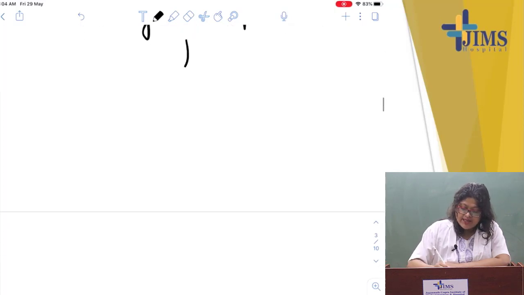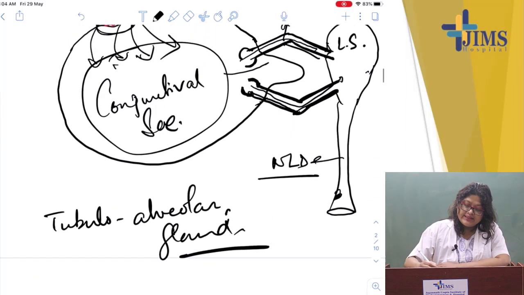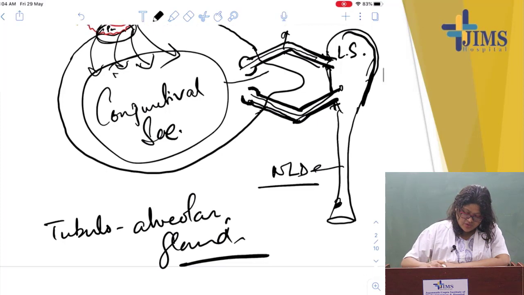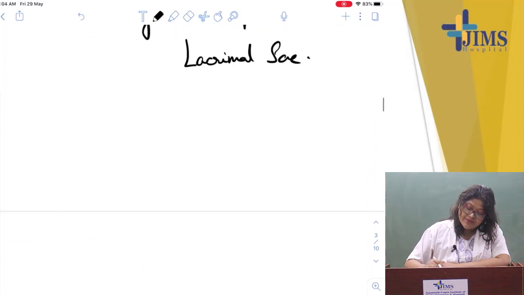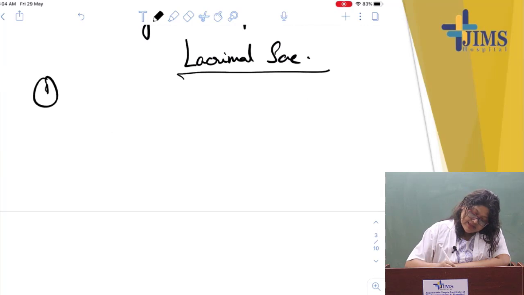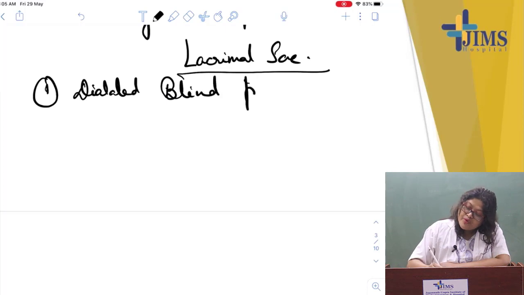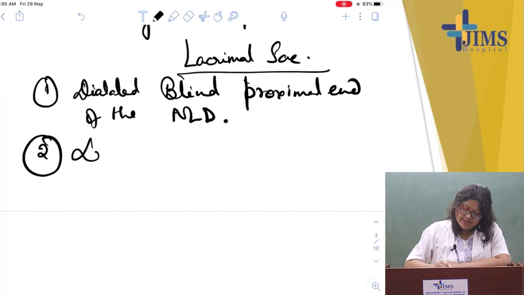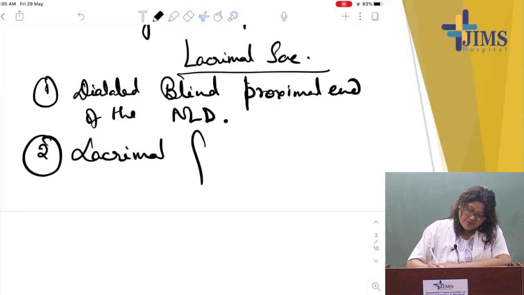Next we come to the lacrimal sac. What is lacrimal sac? This dilated thing is the lacrimal sac, where the lacrimal canaliculi are opening. Lacrimal sac is the dilated blind proximal end of the nasolacrimal duct. It is present in the lacrimal fossa.